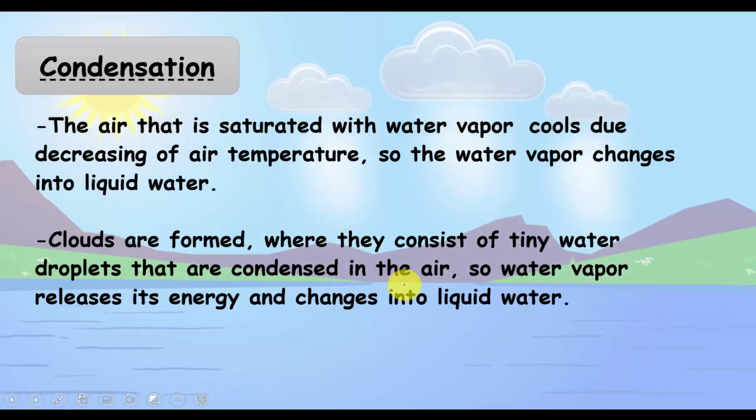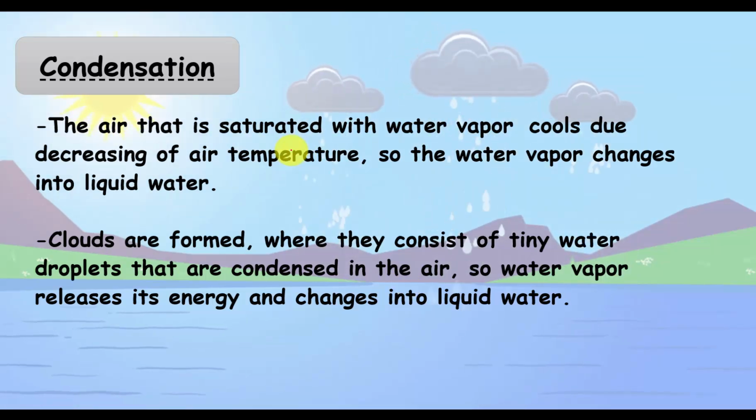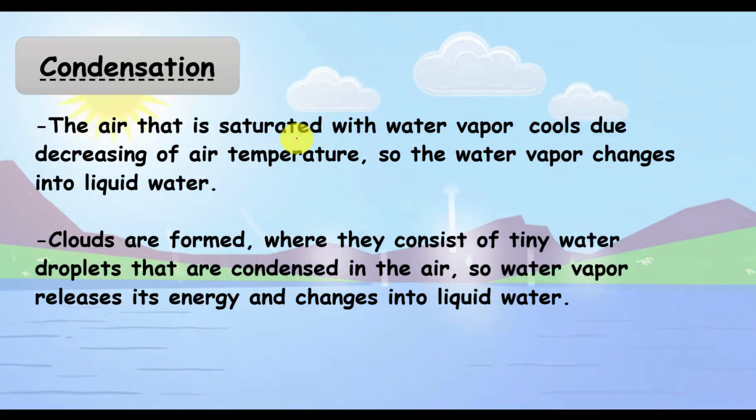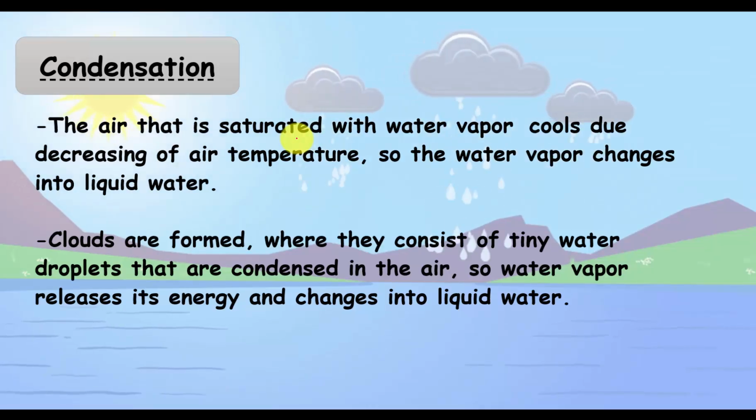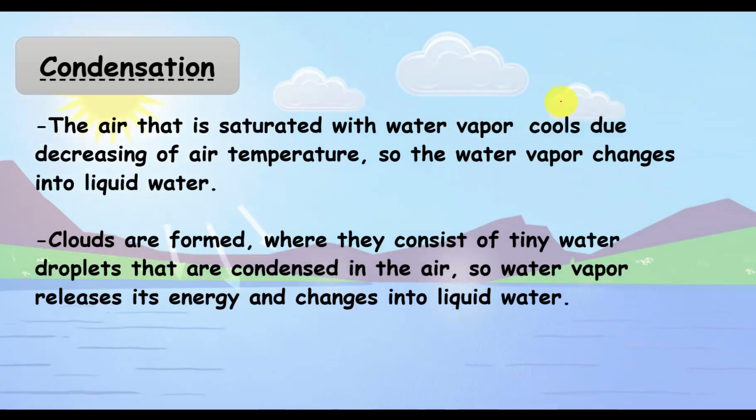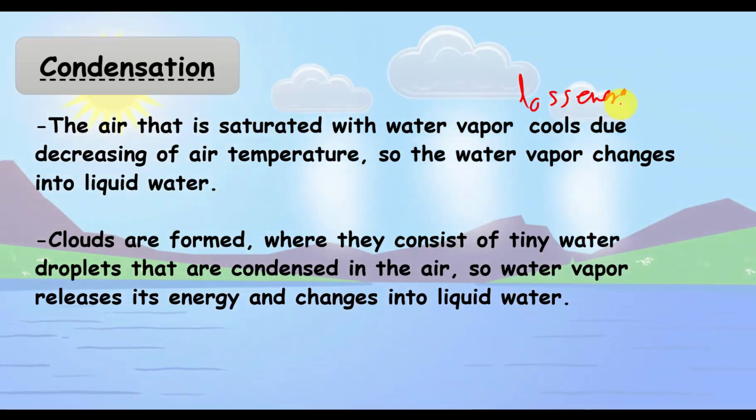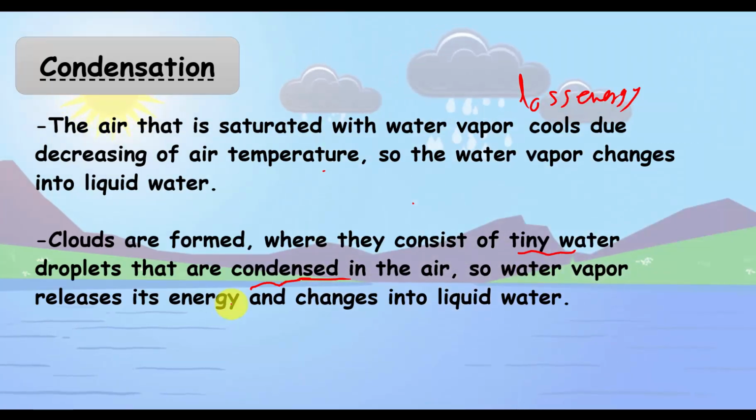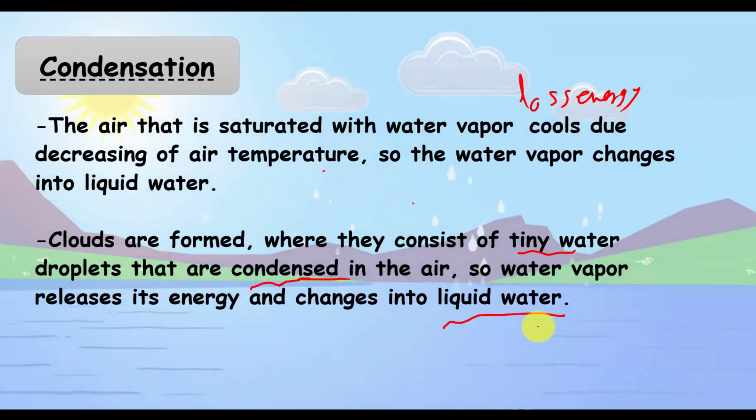Condensation, we talked about it in the previous lesson. The air that is saturated with water vapor cools. Cools means gain energy or lose energy? Yes, cooled means lose energy, due to the decreasing of air temperature. So the water vapor changes into liquid. Clouds are formed, where they consist of tiny water particles or droplets that are condensed in the air. So the water vapor released its energy. Released means loses energy, and it changes into water.